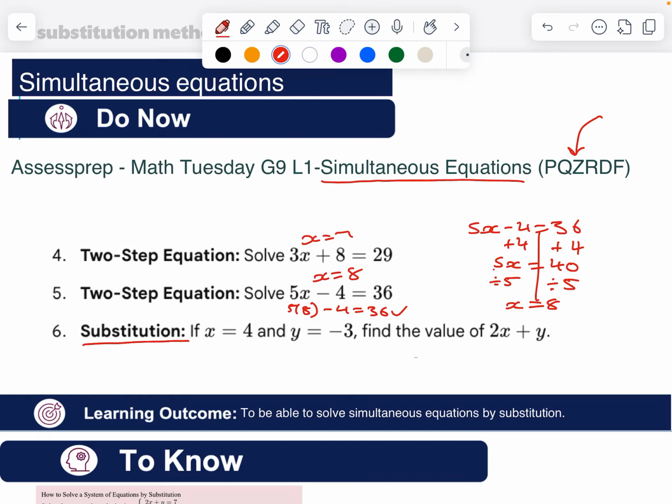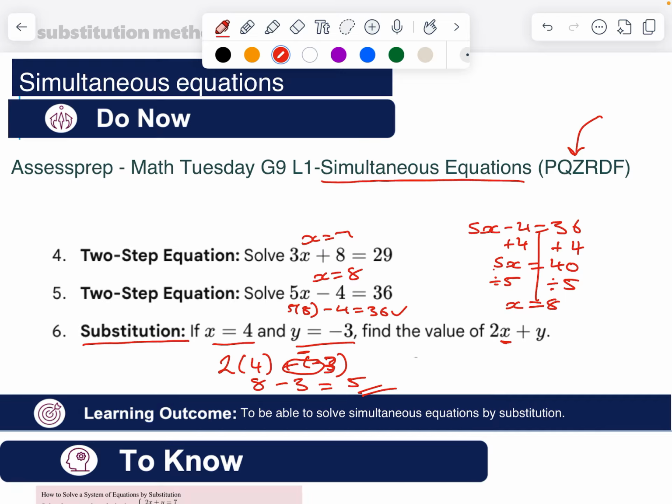Right, the next one is substitution. So that's what we're going to be doing today. So it wants me to substitute x is 4 and y is negative 3 into this expression. So that means 2 times 4, there's your x, plus y, which in this case is negative 3. Notice how I put the negative in a bracket because a positive and a negative here would make a negative. So 2 times 4 is 8, subtract 3. My answer for that one is 5. So that was your do now task.